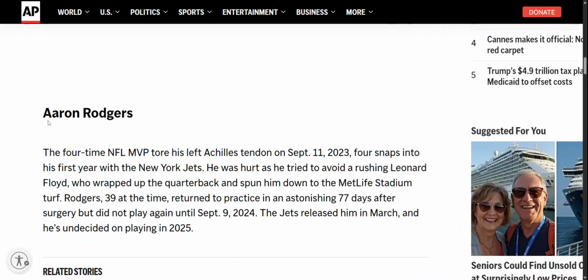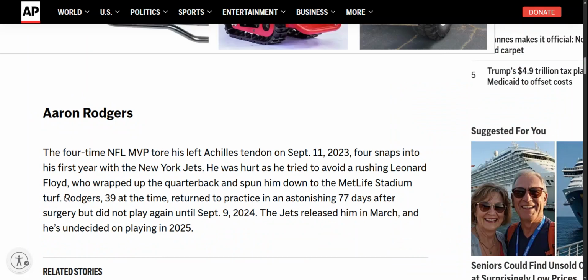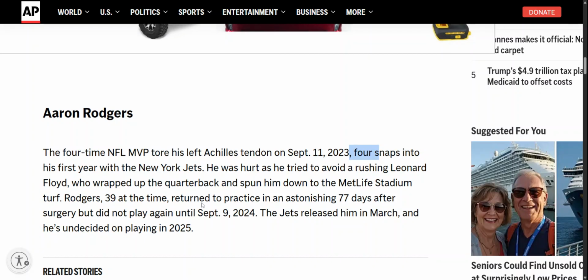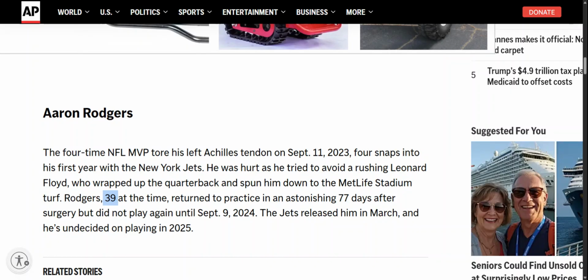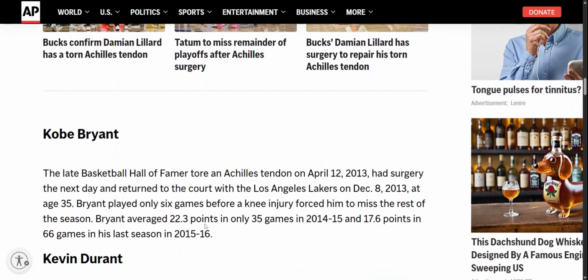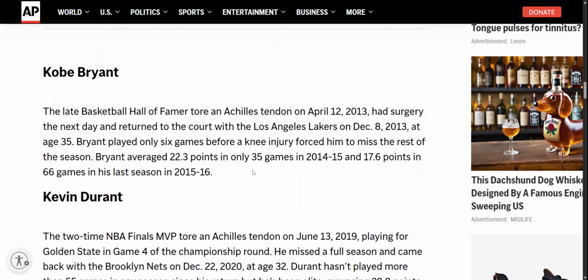Aaron Rodgers in football. Look, New York Jets with the New York connection. Not a coincidence, it's on 9/11. You see that? 4-time MVP, 4 snaps into his first year. Rodgers, age 39. New York equals 39. NY equals 39. He played for the Jets. Come on, man. You see that? I don't even want to do this right now.